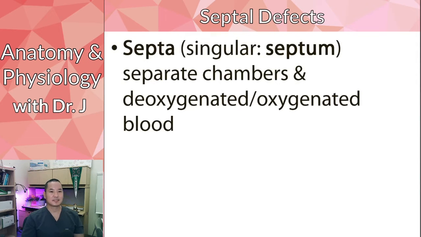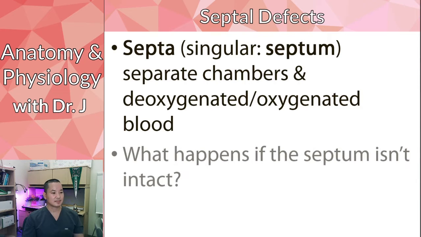Now, septa, which is plural for septum, is a set. What they do is separate the chambers and prevent the two types of blood, the deoxygenated and the oxygen-rich oxygenated blood, from mixing. Now, what happens if the septum isn't intact? So why do we need chambers? Why do we need septa? Why do we need these four chambers?